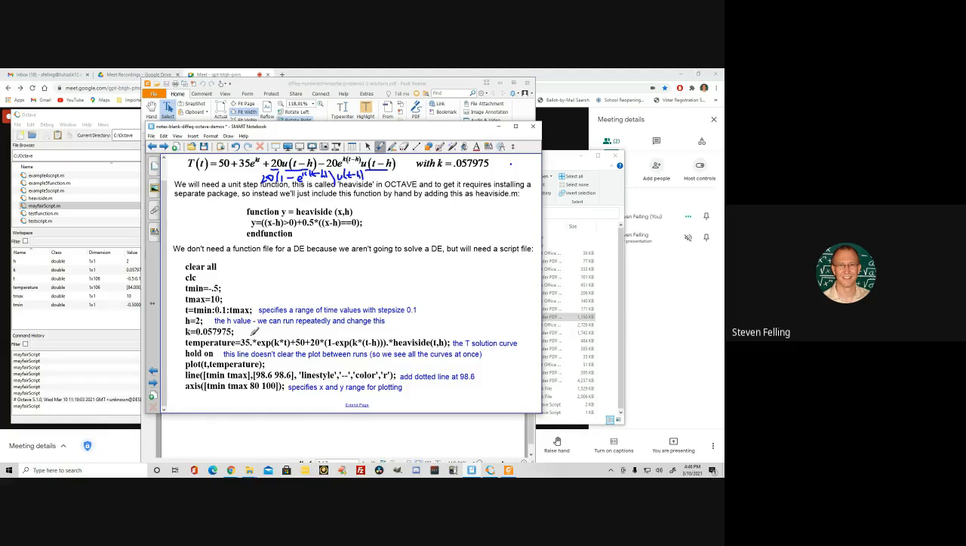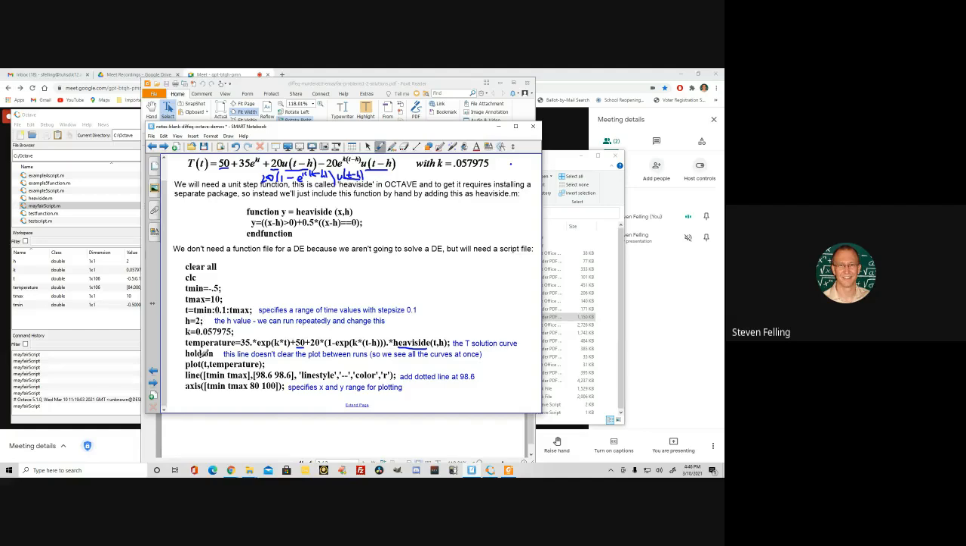So here I've got the 50. I've got a 35 times, and a dot times, because this is basically an operation on multiple time values. EXP is the way you indicate e raised to, so EXP k times t. And then we've got 20 times 1 minus e to the k times t minus h, and then dot multiplied by this Heaviside function, which multiplies by the unit step function t and h. So this gives temperature as a function of time, with the constants filled in, and this will easily allow us to run this over and over again with different h values.